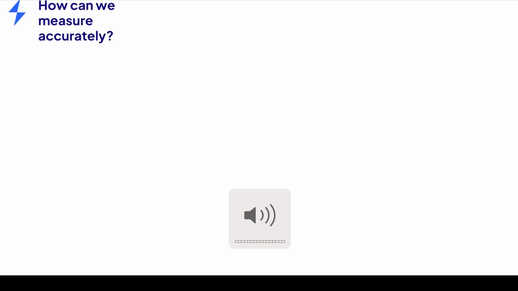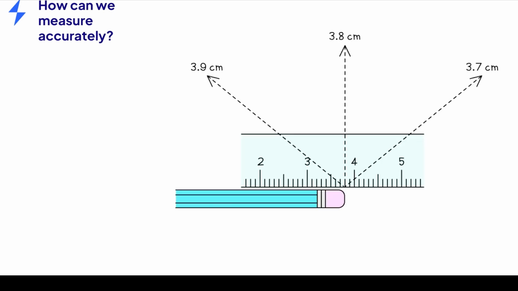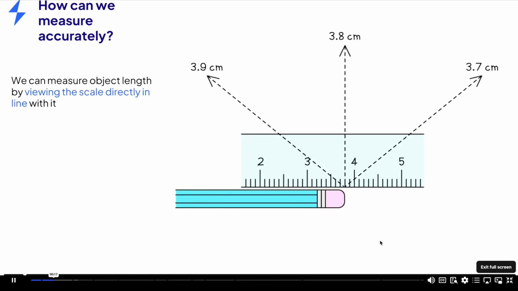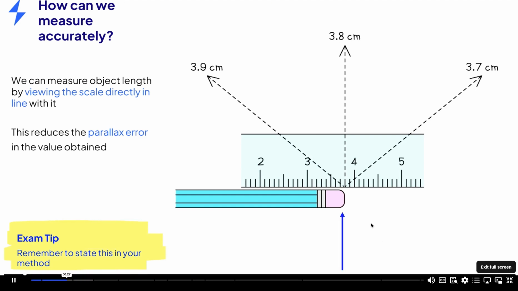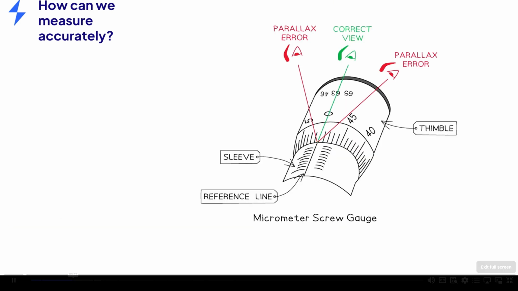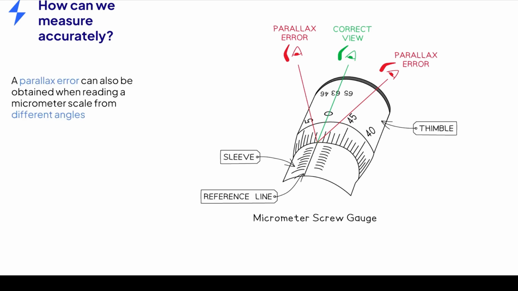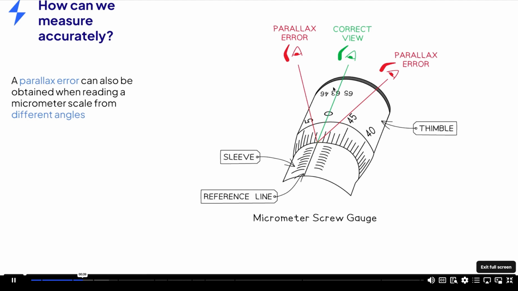How can we measure with a scale? Volume can be found only by viewing the scale with your eyes directly in line with it. This reduces the parallax error and should be stated in your method. The exact length of this pencil can be found only by viewing the scale from directly in front of it. This example shows a micrometer scale read from different angles. The viewer must be directly above the reference line to be able to read the correct measurement. Parallax error can be obtained when reading any type of scale, even small ones.